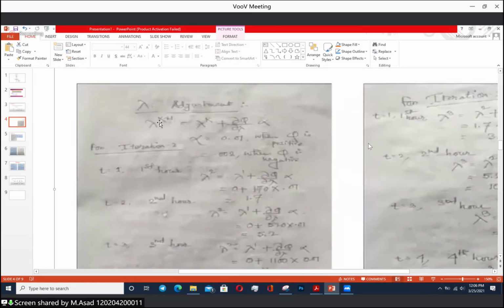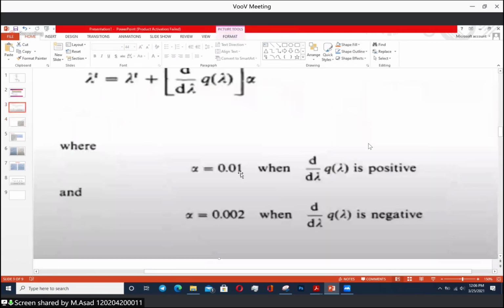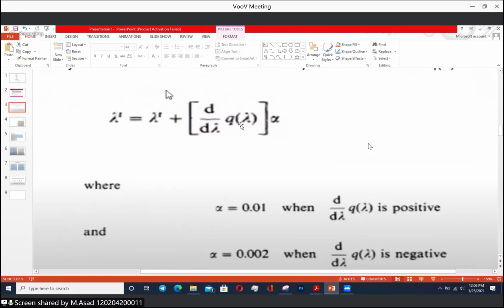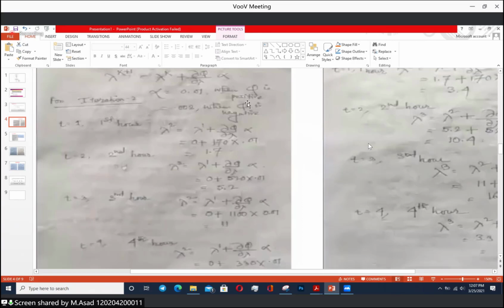So it is the equation that Umia already told. The lambda k plus 1 is equal to lambda k plus alpha multiplied by the partial derivative of q. Our alpha is 0.01, as I already told. Alpha will be 0.01 when the slope is positive, and alpha is 0.002 when the slope is negative. So by using this equation, we are transforming our lambda t into new lambda t's. So the alpha is 0.01 and the slope of q is positive.